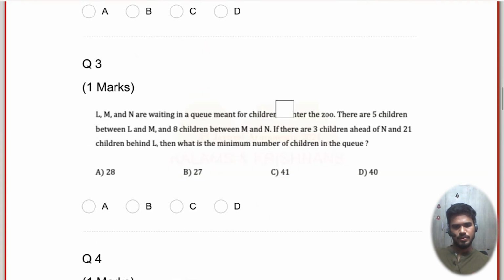Now let's go to this question. L, M, and N are waiting in a queue meant for children to enter the zoo. There are 5 children between L and M, 8 children between M and N. If there are 3 children ahead of N and 21 children behind, standing in some kind of order, what is the minimum number of children required in the queue?